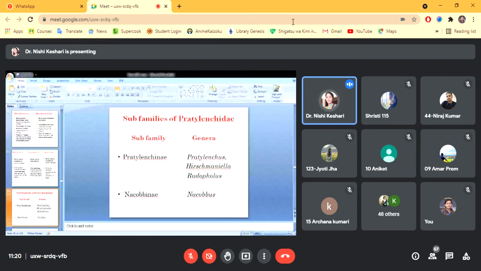Pratylenchus is called lesion nematode because they produce lesions wherever they feed. But this is not continuous, so you can say lesion structures are scattered in plant roots. Hirschmanniella also has lesion type symptoms. Then Nacobbus is also called false root knot nematode because the female becomes swollen.